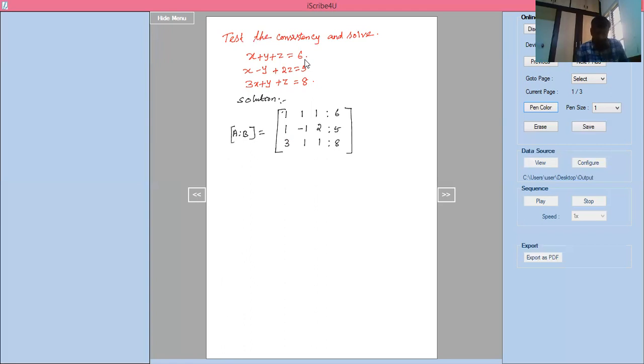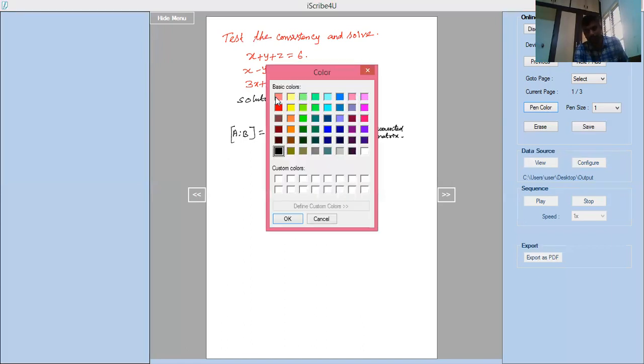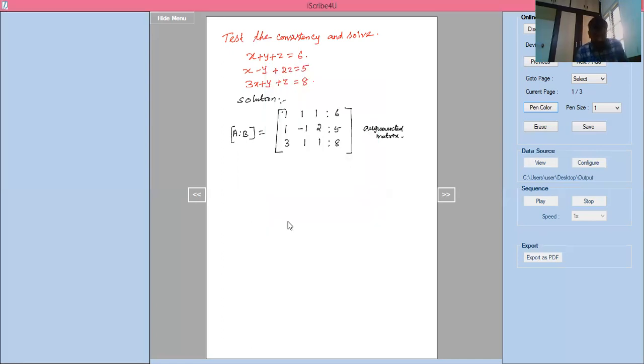It is nothing but the augmented matrix. Now here I can perform the operations. The first operation: we know that below the principal diagonal, the elements have to be made 0. Here this is the principal diagonal.